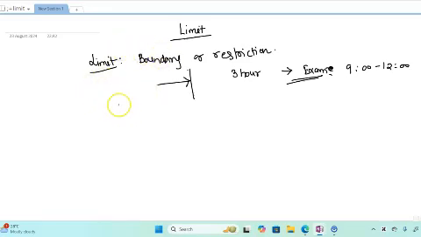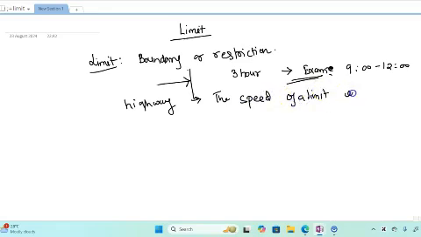For example, on a highway, the speed limit of a car is 100 kilometers per hour. So this is the limit applied on the car on a highway, right?